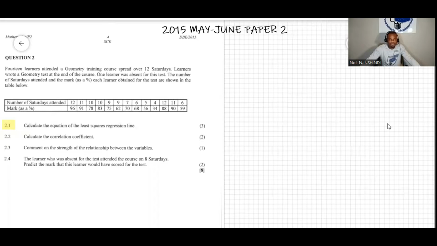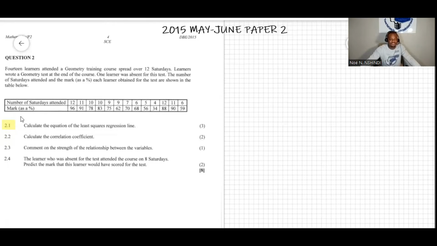Well, we do now question 2. The question says 14 learners attended a geometry training course spread over 12 Saturdays. Learners wrote a geometry test at the end of the course. One learner was absent for this test. The number of Saturdays attended and the mark as a percentage each learner obtained for the test are shown in the table below. Okay, you can see that here.